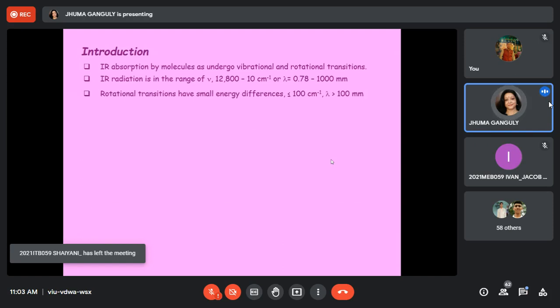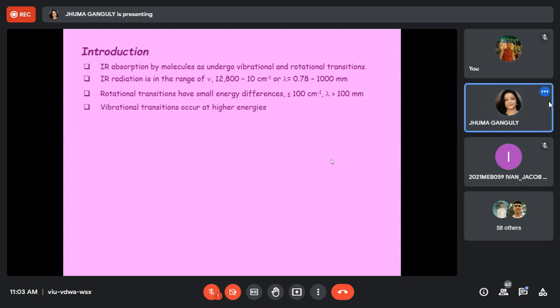Rotational transitions have small energy differences. How much? Less than or equal to 100 centimeter inverse. So there are different types of transitions possible, with small energy differences. Vibrational transitions occur at higher energy. Then rotational and vibrational transitions combined often occur together.